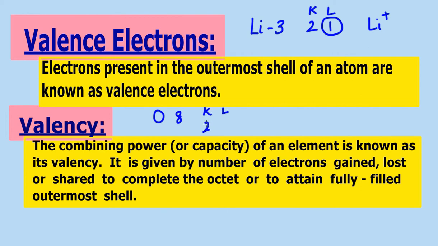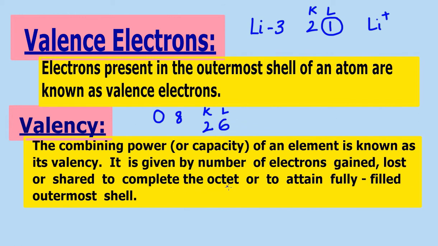K shell has 2 electrons and L shell has 6 electrons. So what is the number of valence electrons in oxygen? Number of valence electrons is 6 because the outermost shell has 6 electrons. But what is the valency of oxygen? Valency of oxygen is not 6.